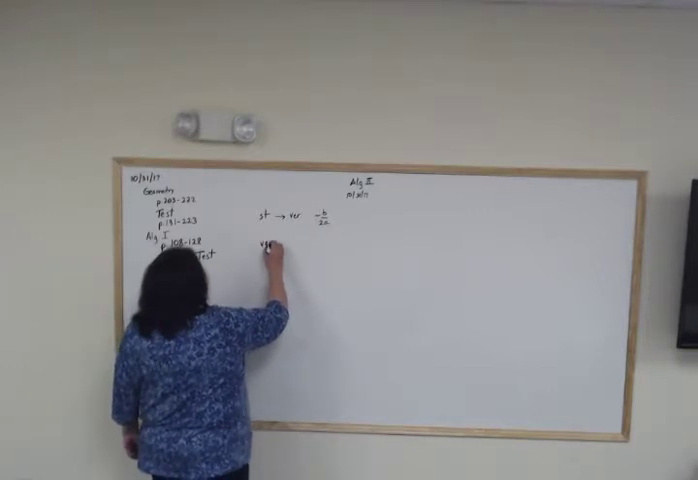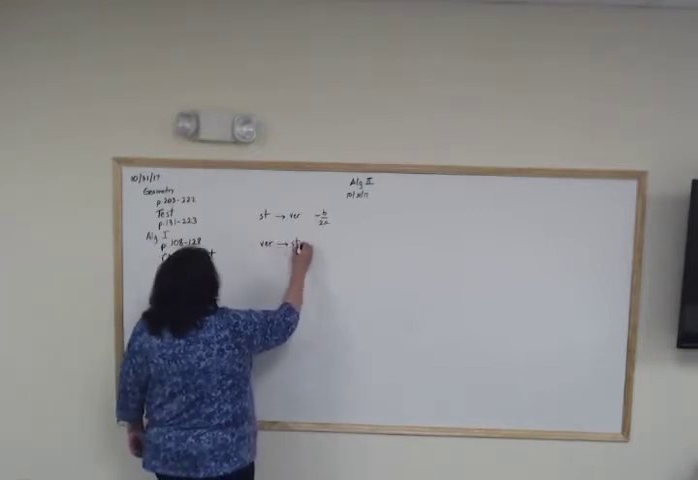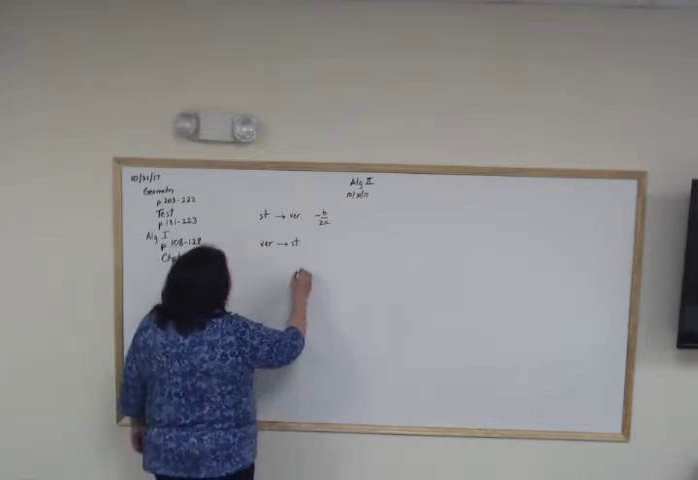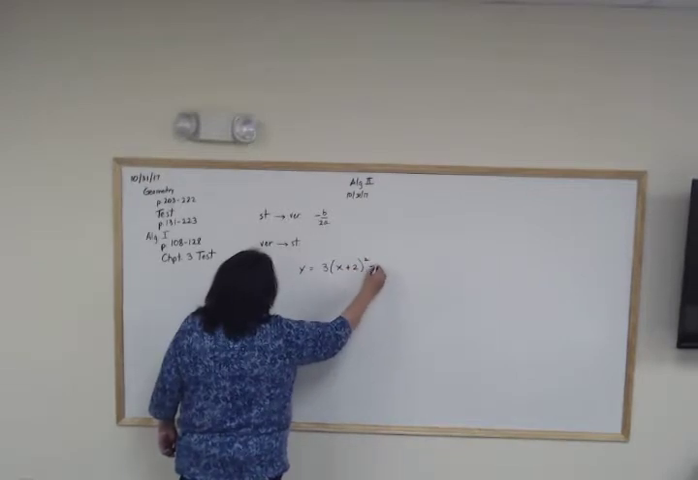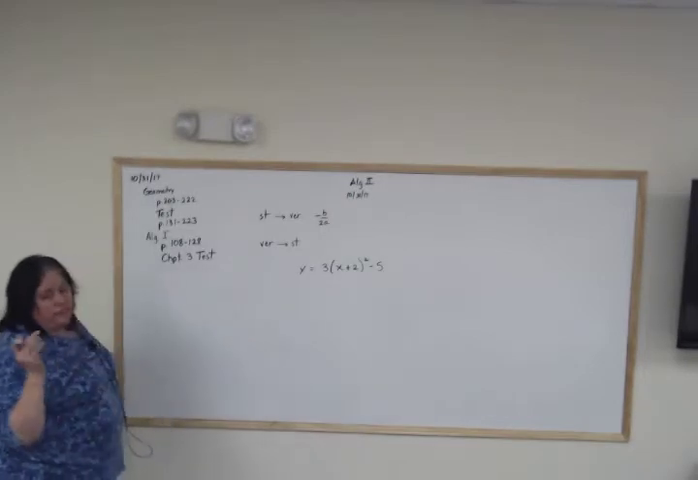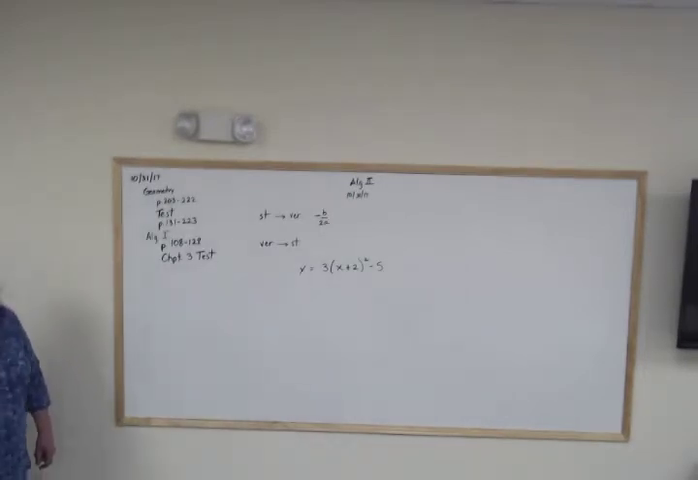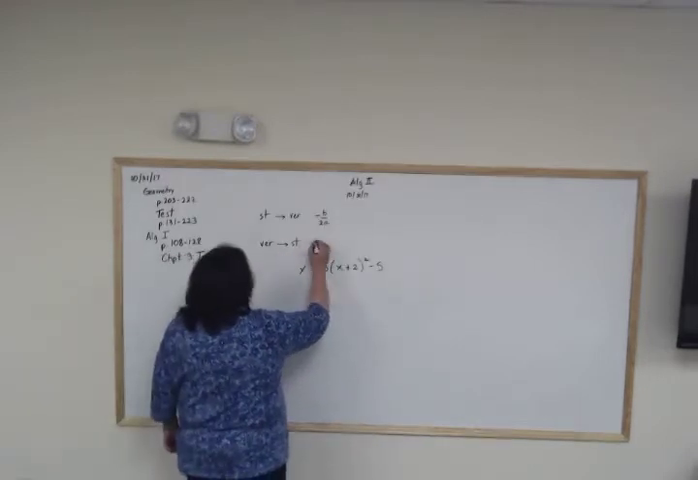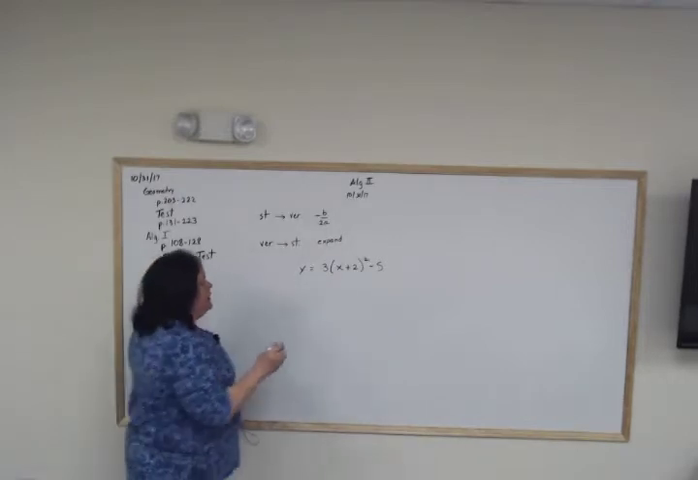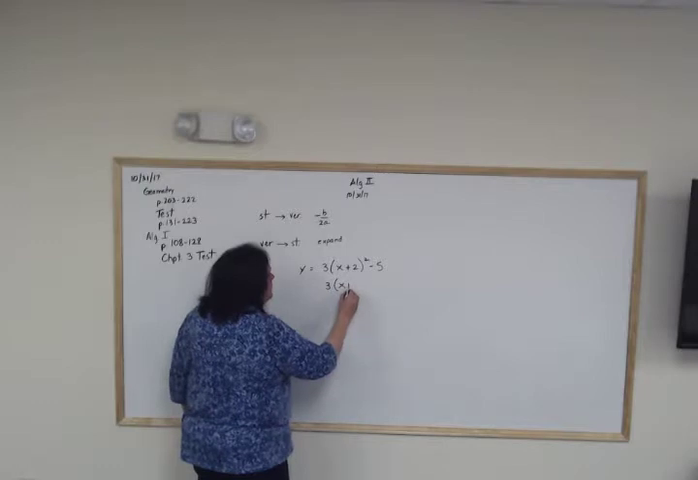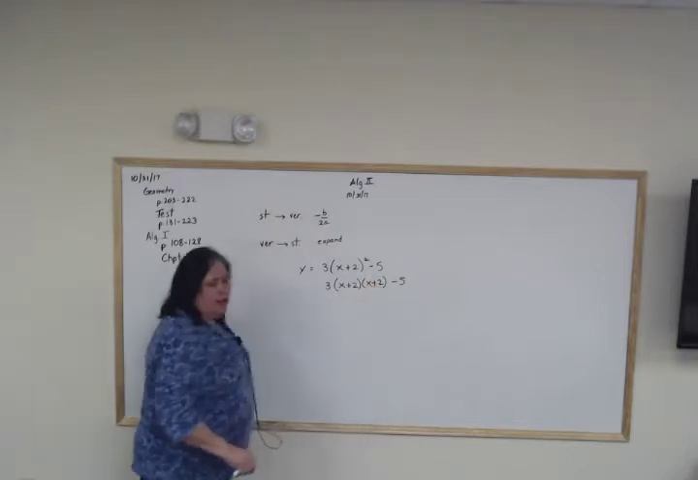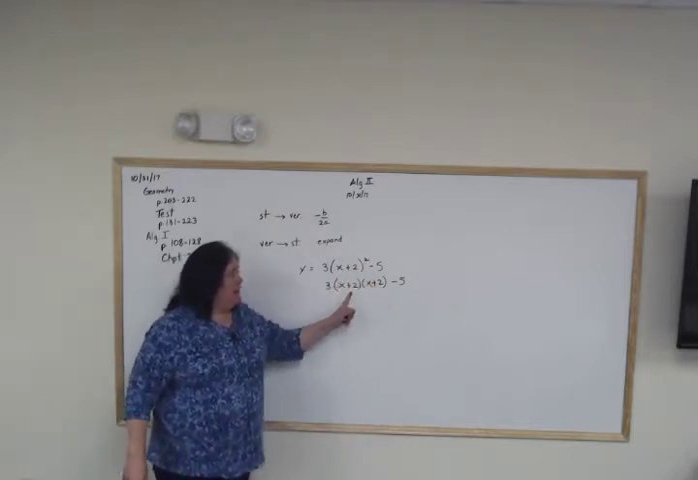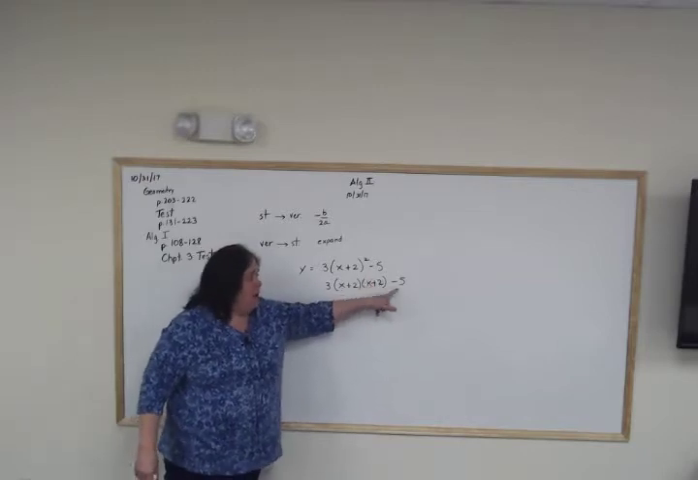Now, let's talk about going from vertex form to standard form. So if I have y equals 3(x plus 2) squared minus 5. This is in vertex form, isn't it? The way we go from vertex to standard is we just expand it. Now, what does that mean to expand it? We say 3 times (x plus 2) squared is (x plus 2) times (x plus 2), isn't it? That's what this means. And then we have our minus 5.